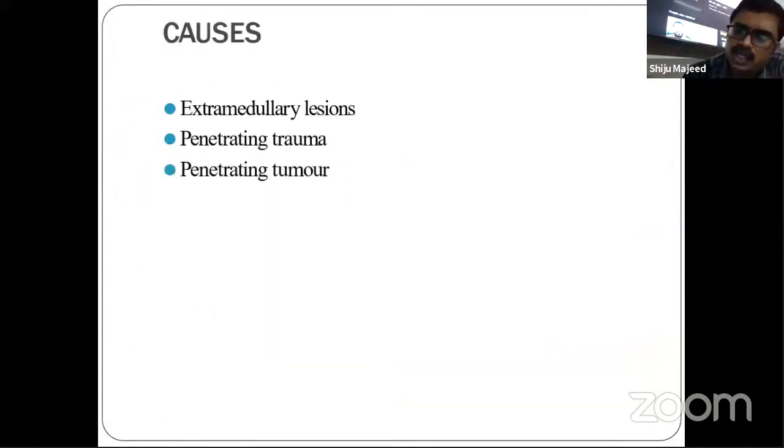It can occur in penetrating trauma, usually a knife injury. Sometimes a tumor can cause a Brown-Sequard syndrome. Sometimes an extramedullary lesion can grow from outside the spinal cord and press on one half of the spinal cord.